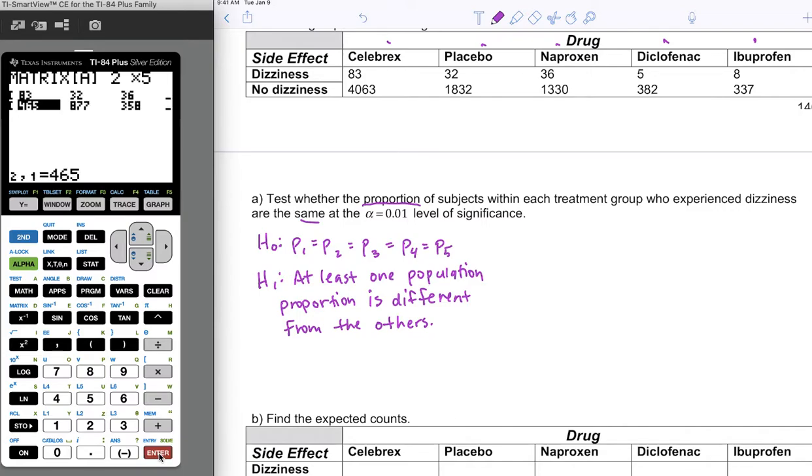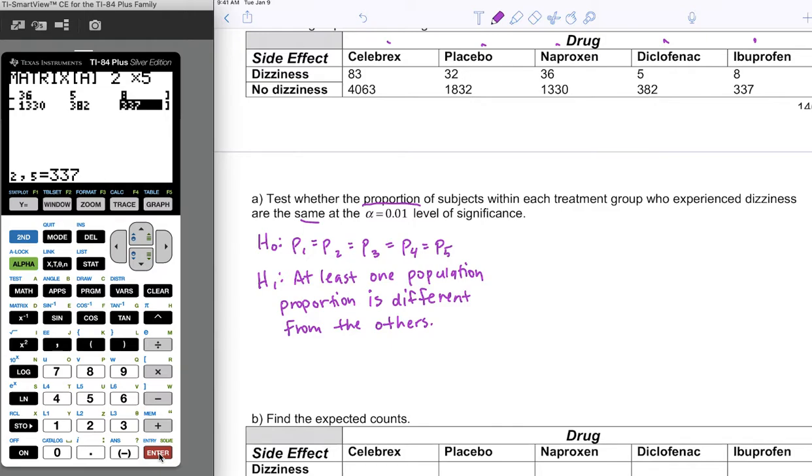We'll go across the top row: 83, 32, 36, 5, 8. Now the next row: 4,063, 1,832, 1,330, 382, 337.